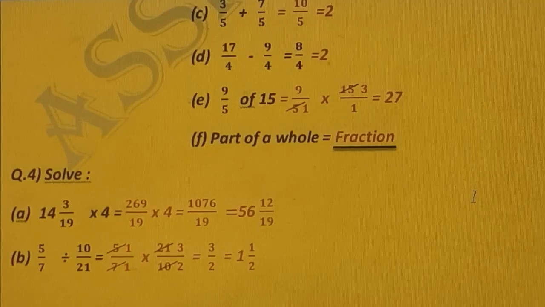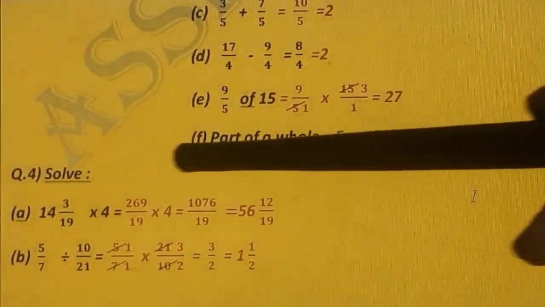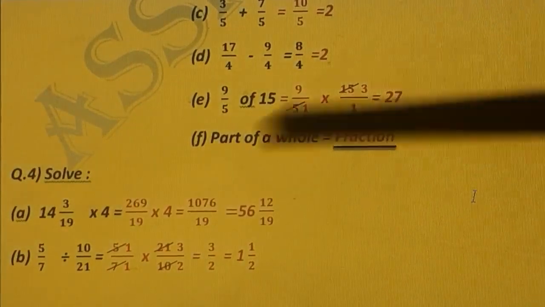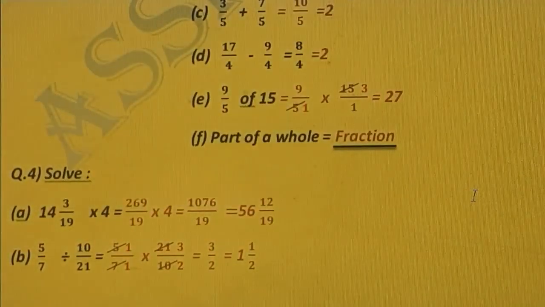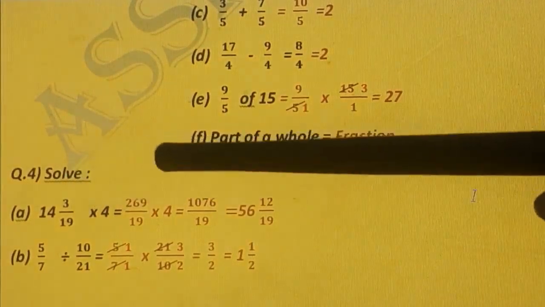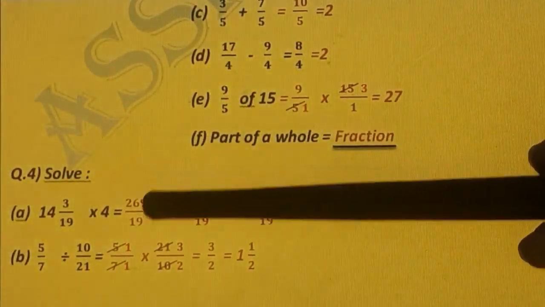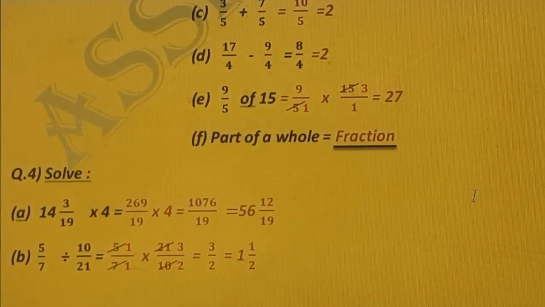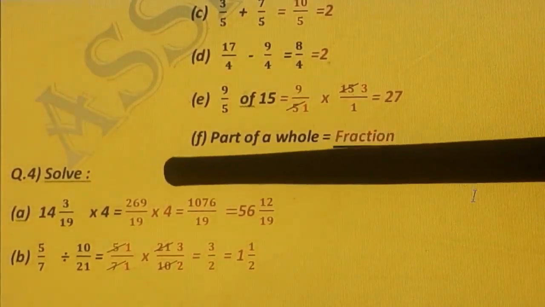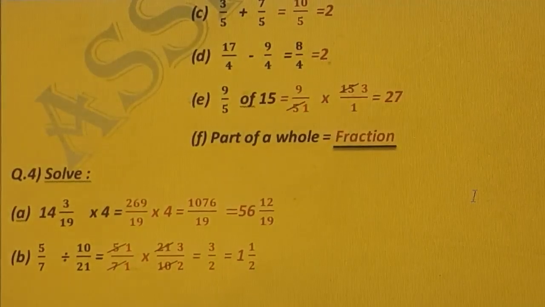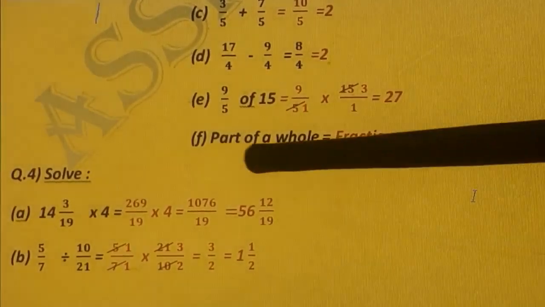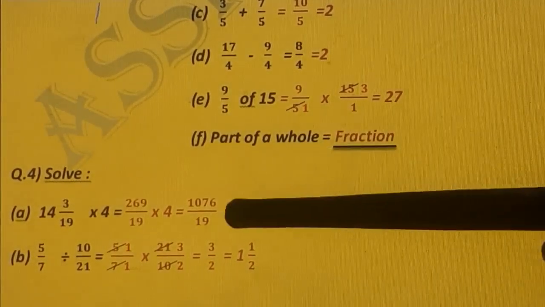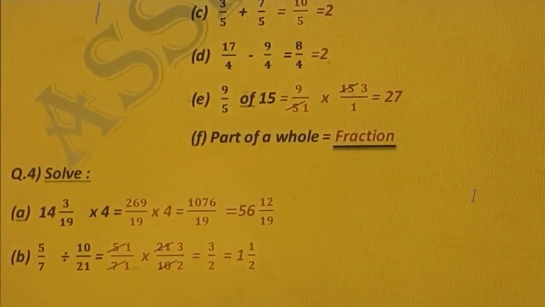Then the next question is the fourth question. Solve. 14 whole 3 by 19 multiplied by 4. 19 multiplied by 14 plus 3 will give you 269 upon 19. Multiply by 4. So 269 multiplied by 4 is equal to 1076 upon 19. Now it is an improper fraction. So you will do division.